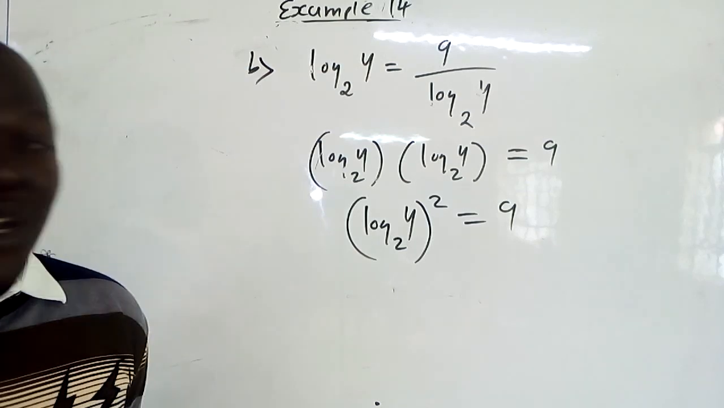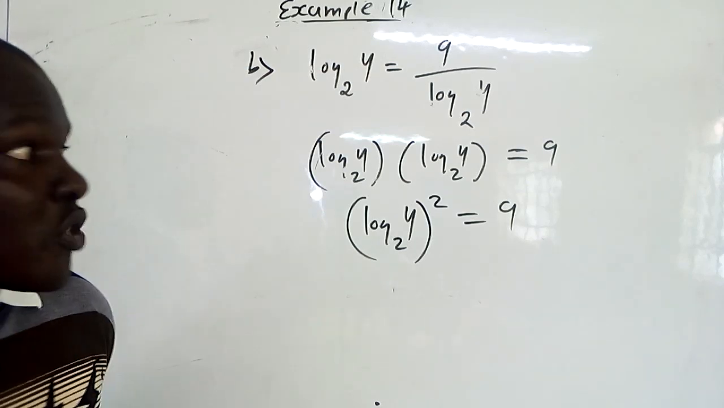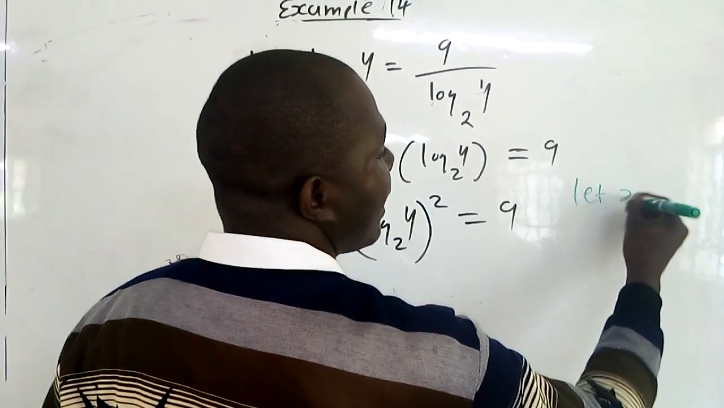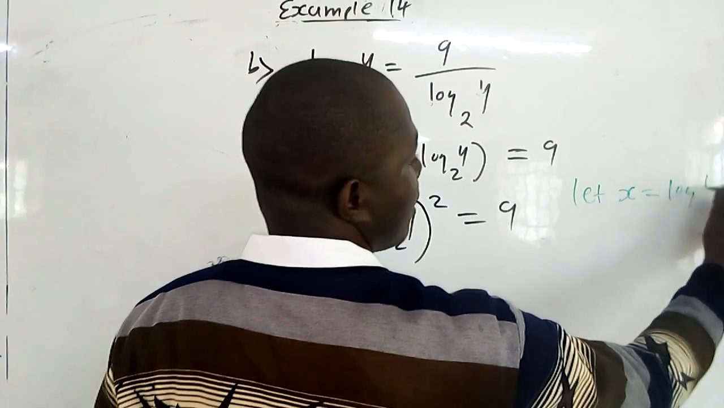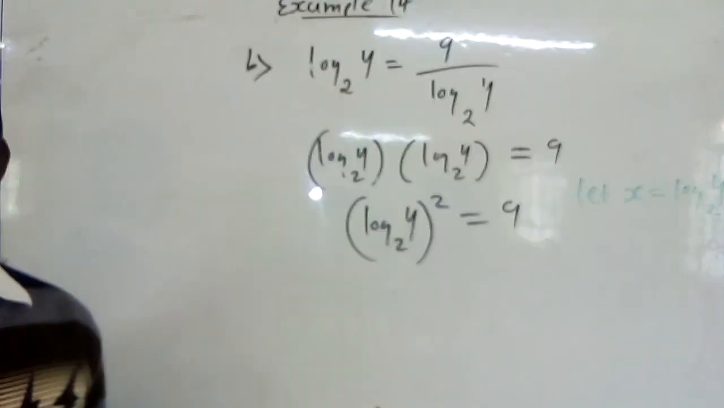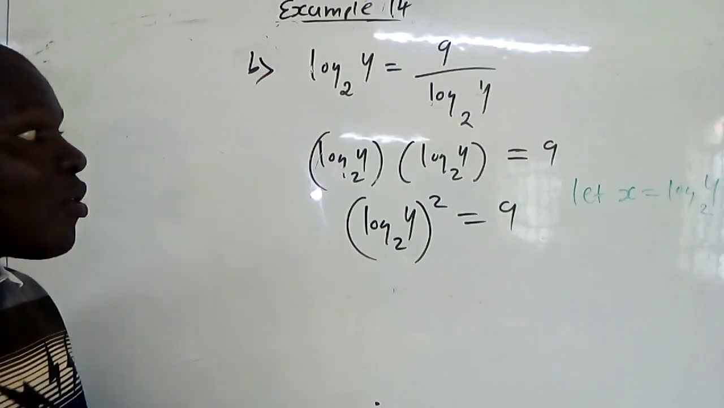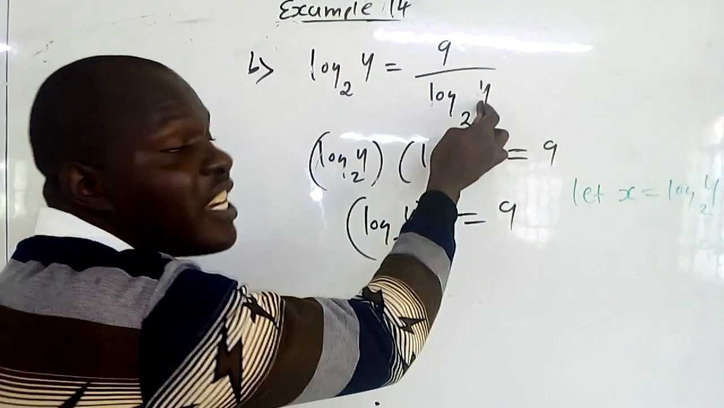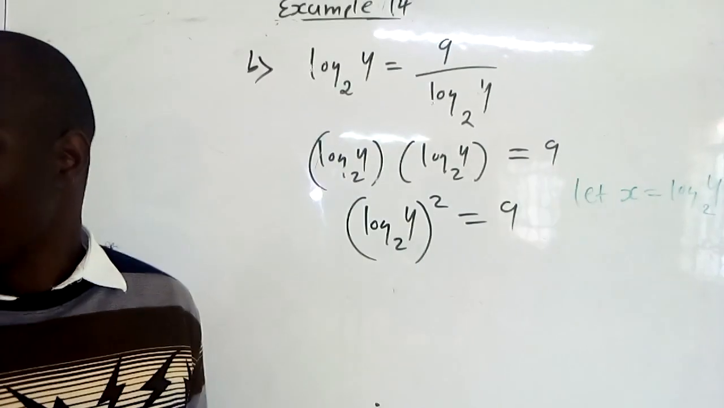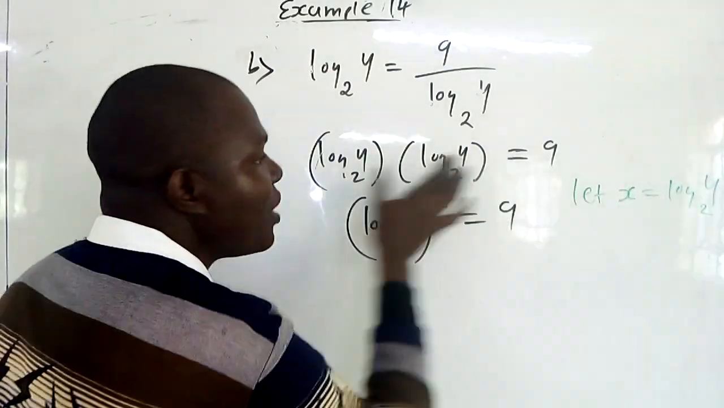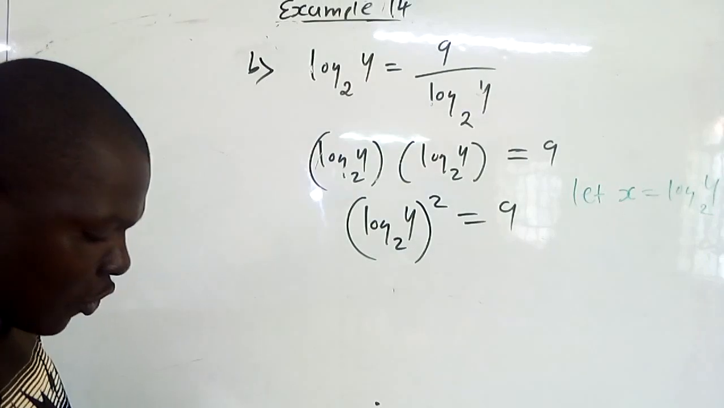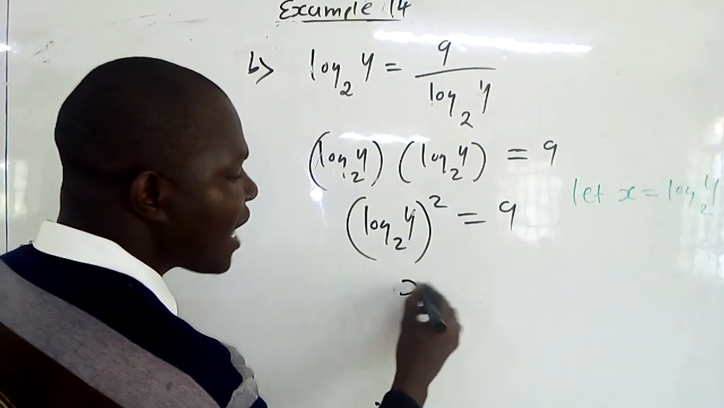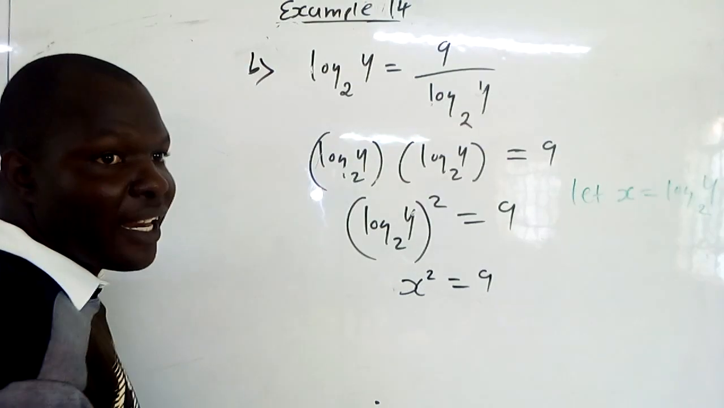So what do you do? You substitute, by saying let x be equal to log y to base 2, because you can only solve logarithms when they are added or subtracted, but these ones have been multiplied or divided. You cannot use laws of logarithm. So you let x be log y to base 2. So what do you end up with? Where there's log y to base 2, you put x. So you have x squared is equal to 9.